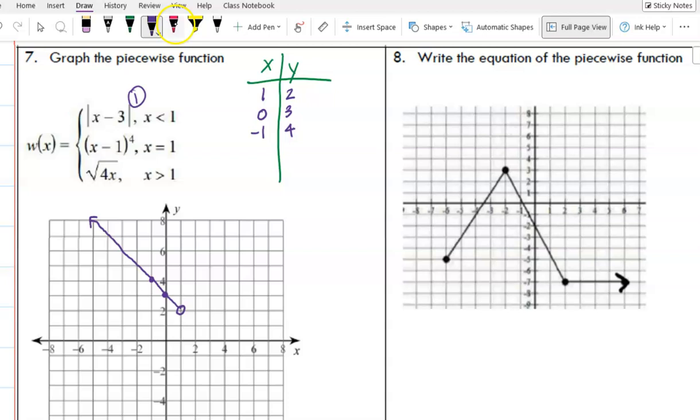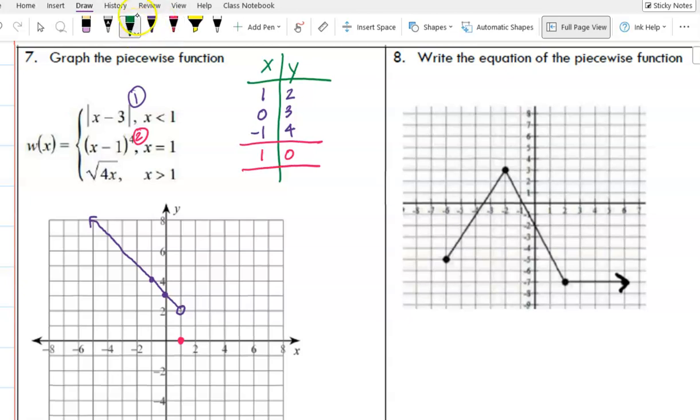So I just know that these are going to have a slope of 1, just like that. Now let's look at the overlap of 2, which is when x equals 1. So let's see, 1, that's going to be 1, 0, raised to the 4th power, that's going to be 0. So 1 and 0, it's just going to create a point.